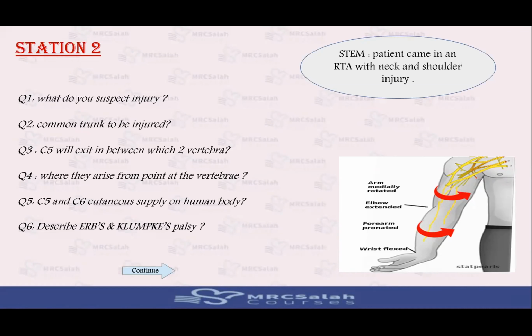Klumpke's. Caused by what? I don't know. Cervical rib.